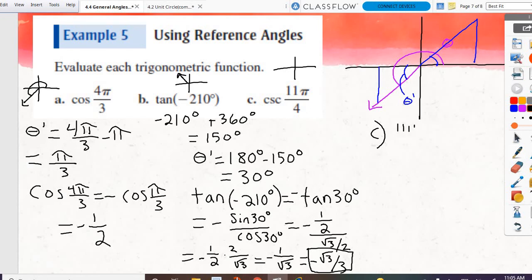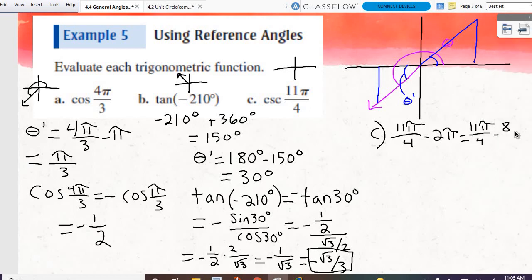So 11 pi over 4 minus 2 pi is going to give us what? So 11 pi over 4 minus 8 pi over 4, which is what? 3 pi over 4? So now, what quadrant is that in? That's in our second, right? So technically what happened is we went all the way around and then back to our second.